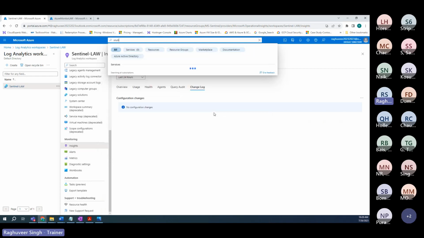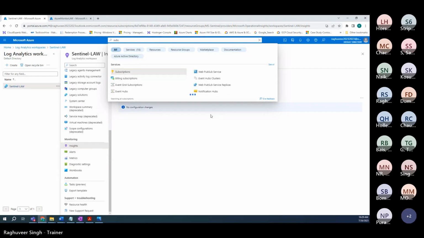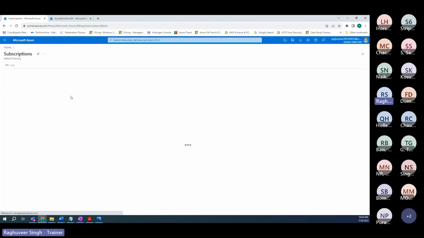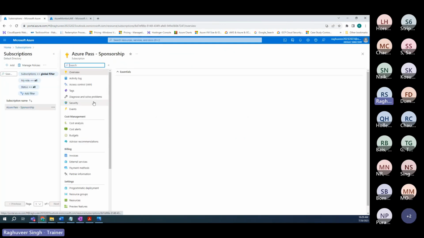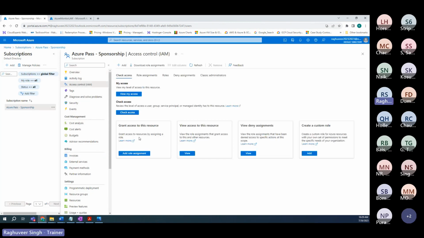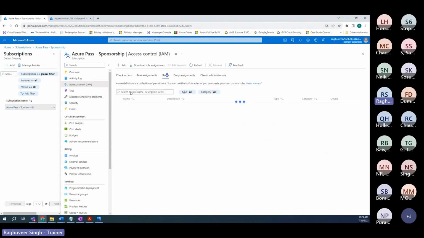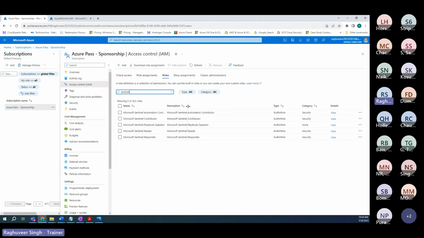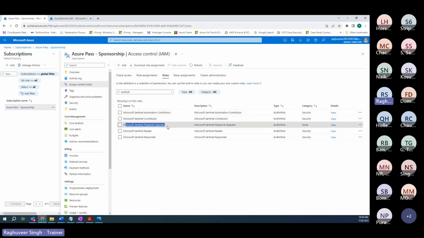So if I go to the subscription, you will see the RBAC for Sentinel. You will need to pick and choose these RBAC roles. These RBACs did not exist in the past. As I said, Microsoft is improving the service, so now you have RBAC for Sentinel also. These are the RBAC roles for Sentinel you can see: Microsoft Sentinel Automation Contributor, Microsoft Sentinel Contributor, Microsoft Sentinel Playbook Operator, Microsoft Sentinel Reader, and Microsoft Sentinel Responder.